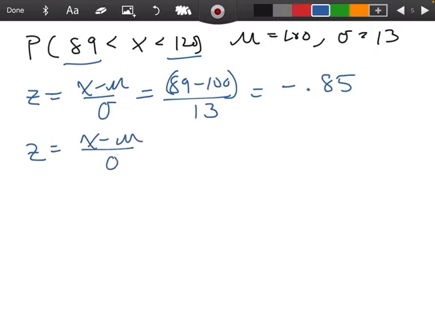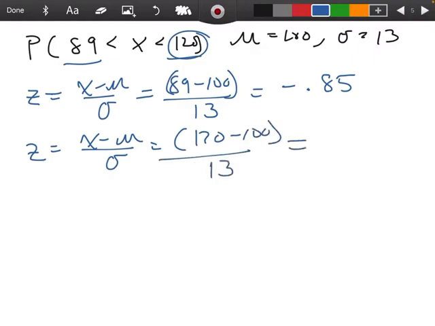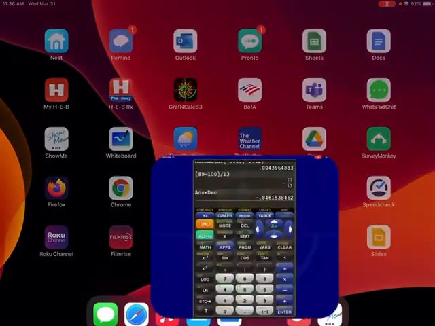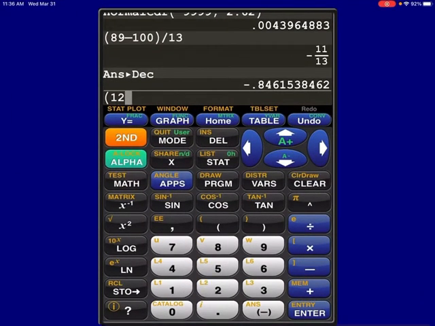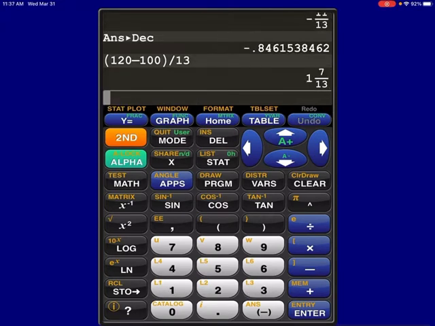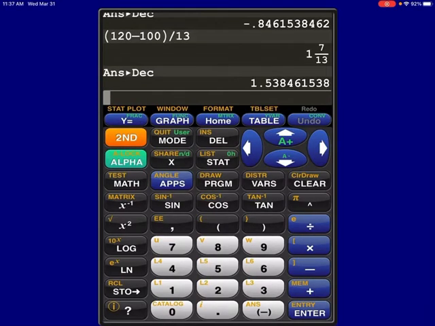Okay. What I mean by the other value is the 120. So I'm going to go 120 minus 100 over 13. Okay. So let me do this part on my calculator. So I'm going to go 120 minus 100 divided by 13. And let's convert that to a decimal as well. And I'm coming up with 1.54.